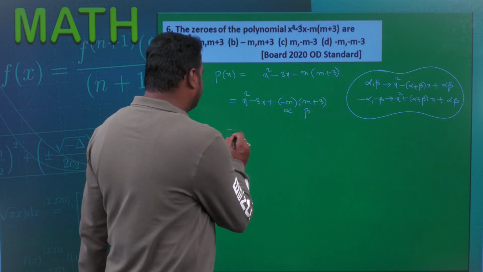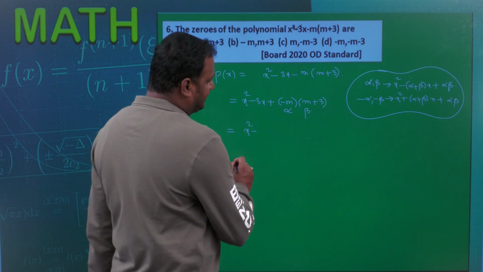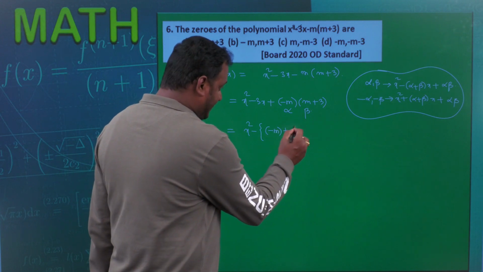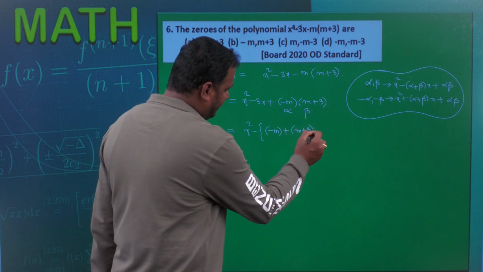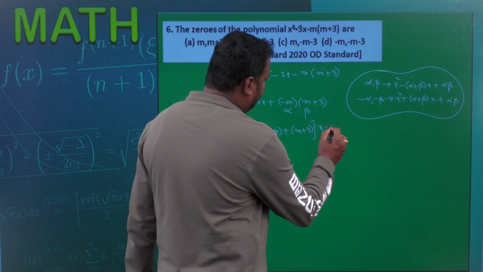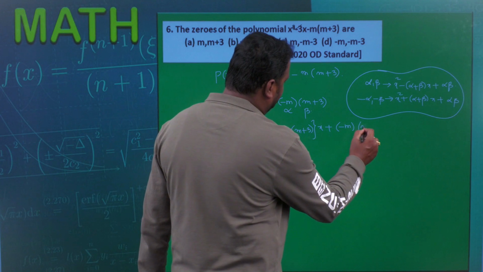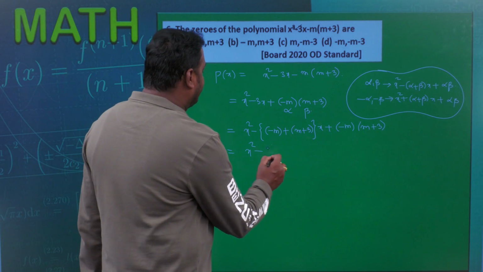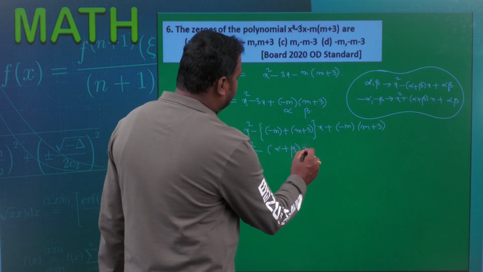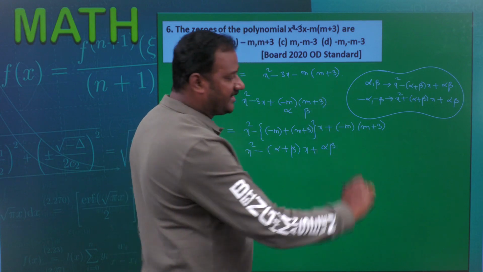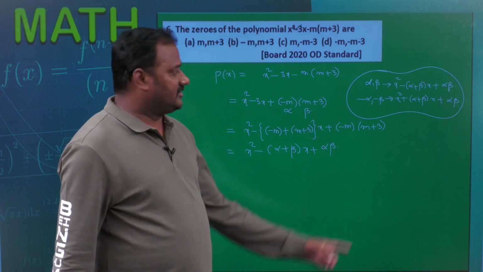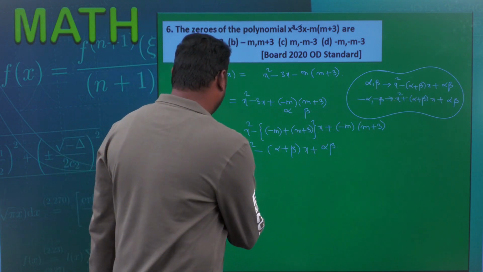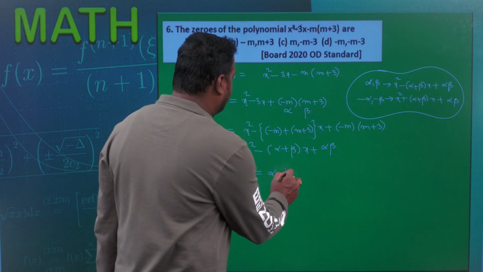So I am going to write this polynomial as x square minus alpha plus beta, where alpha is minus m and beta is m plus 3, into x plus alpha into beta, as it is, minus m into m plus 3. So now it is clearly in the form of x square minus of alpha plus beta times x plus alpha into beta. If this is the quadratic polynomial, then the zeros are alpha and beta. So therefore the values of x are alpha comma beta.